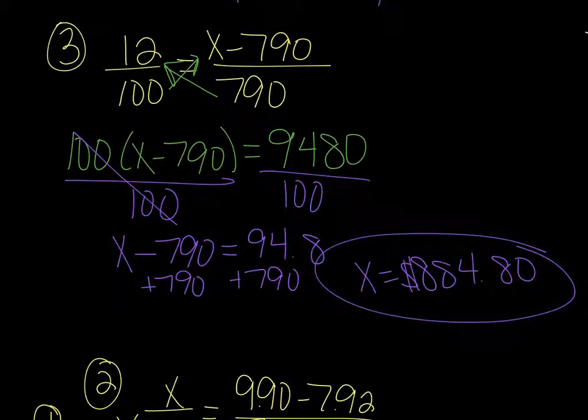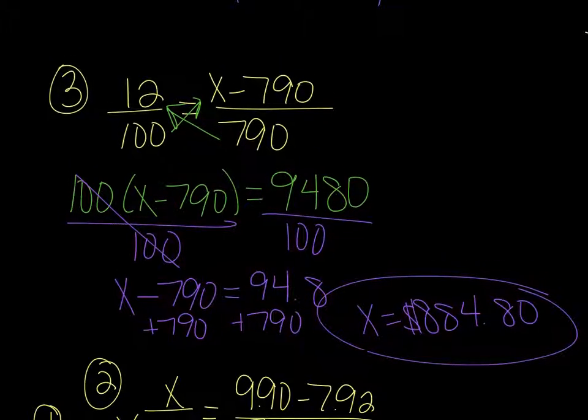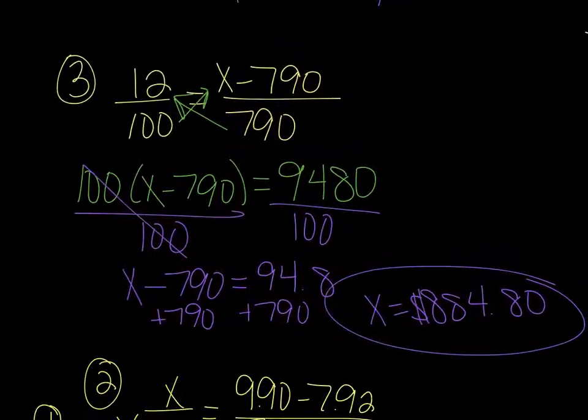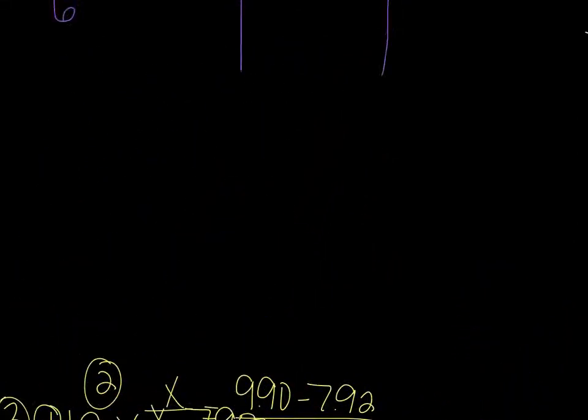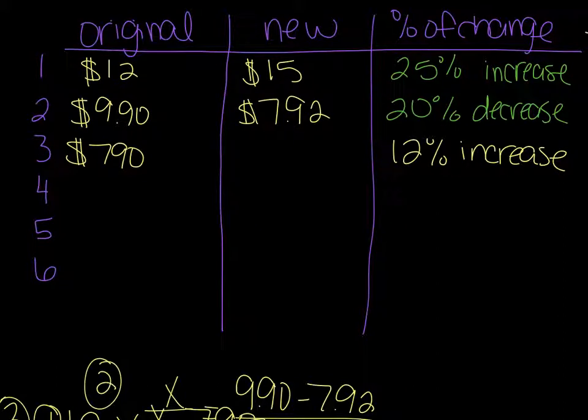Okay, once again, if you want to distribute the 100, go for it, because that's what we're used to doing. But if you want maybe just a different way of looking at things, maybe in some ways could be easier. If you're not a decimal person, then maybe distributing the 100 would be better. But if you don't mind working with a few decimals, then dividing by that 100 could work too. Okay, questions on number 3? Okay, so we said it was $884.80.